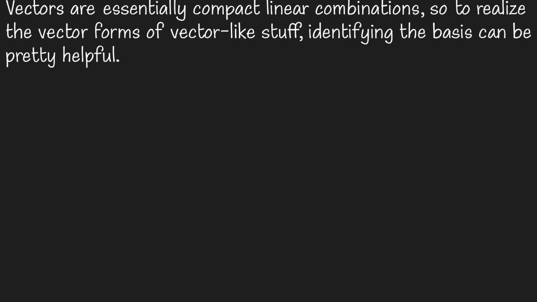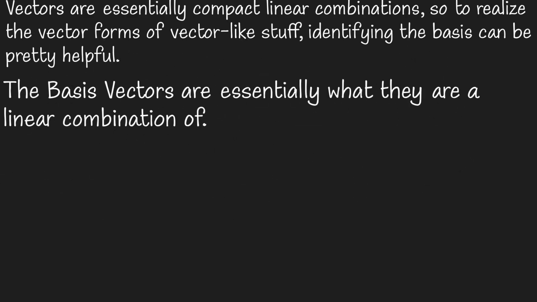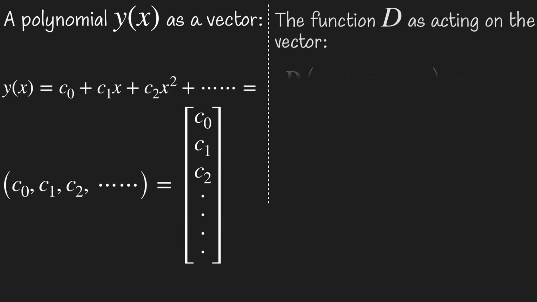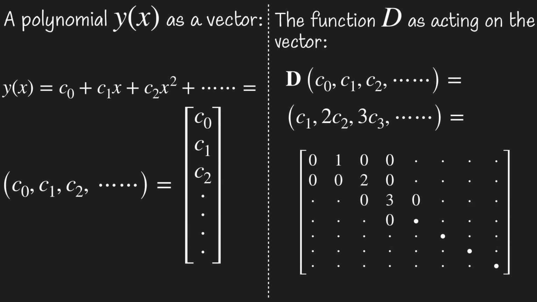Generally, vectors can all be thought of as linear combinations of more basic, already recognized vectors called the basis vectors. Recognizing what possible bases are can be key in deducing the vector forms of vector-like stuff. Take polynomials, for example. It feels natural to break them up into terms according to their degrees. So, a polynomial as a vector can be simply the list of its coefficients, making the derivative function this good-looking matrix, thanks to the power rule.